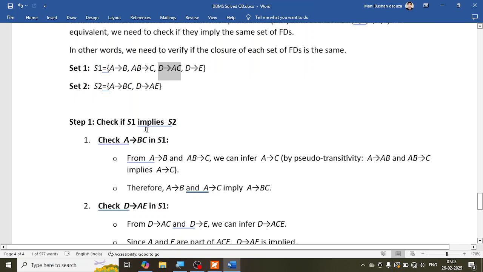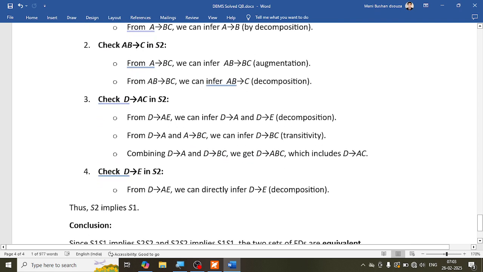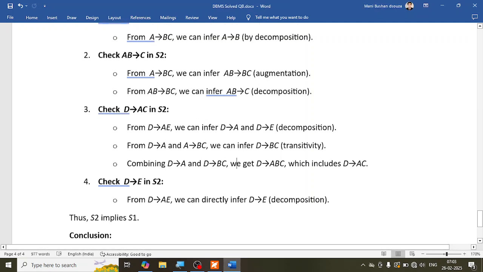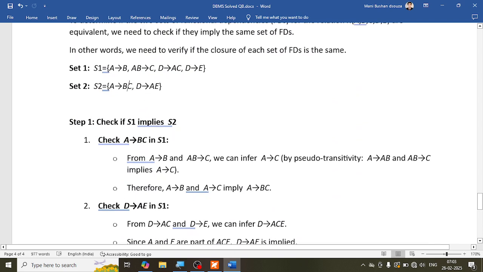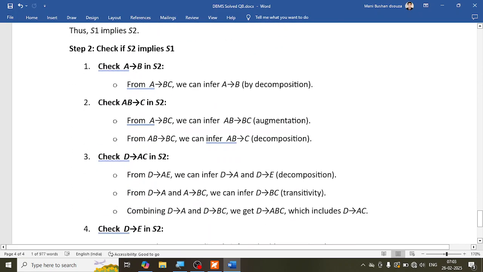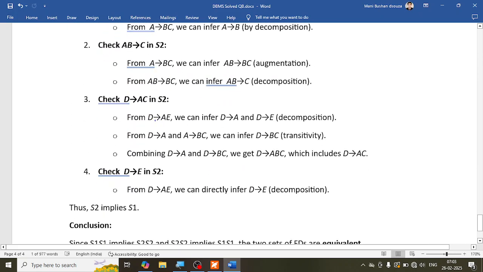For this, I'm going to use the remaining two relationships. Let's take D derives AE. Using decomposition, you can say that D can derive A as well as D can derive E. Okay, now let's go back and take the relationship A derives BC. We know that when D derives AE, D can derive A and D can derive E.